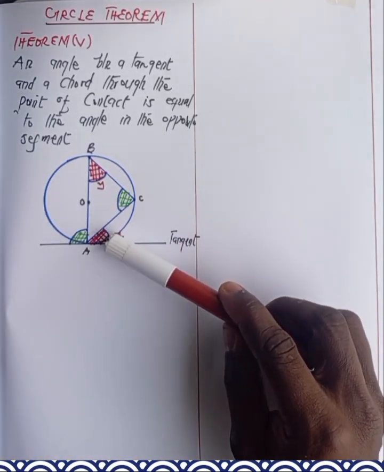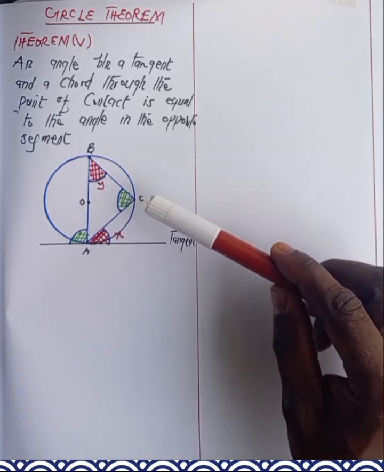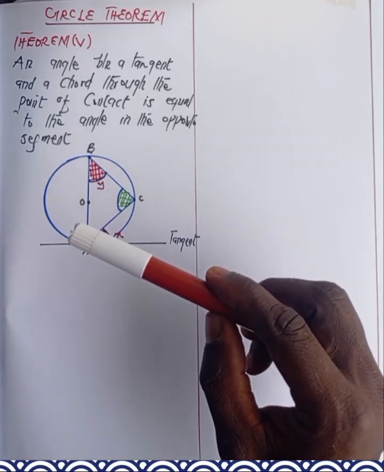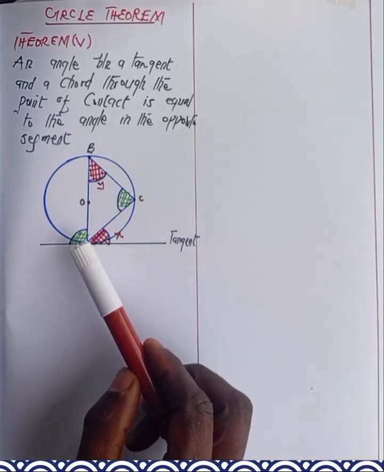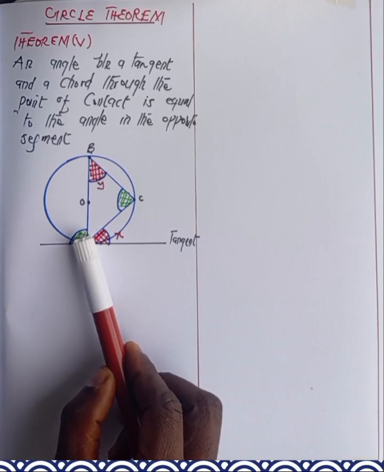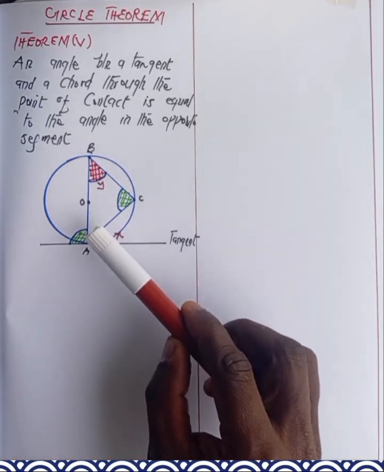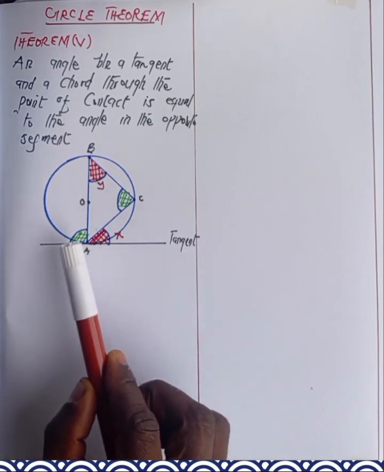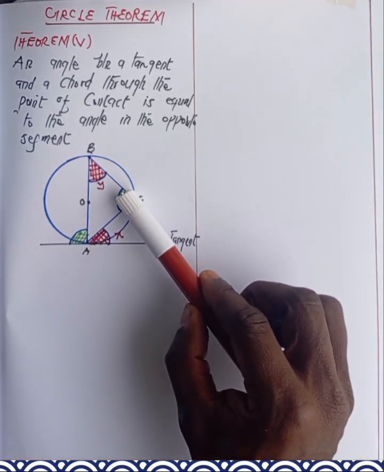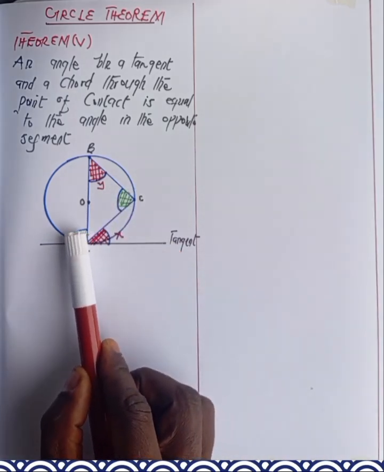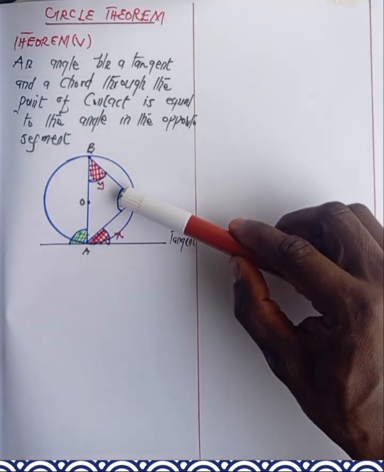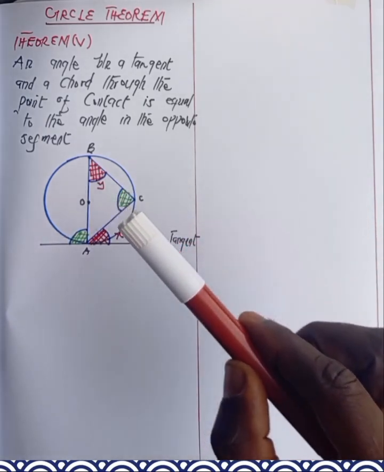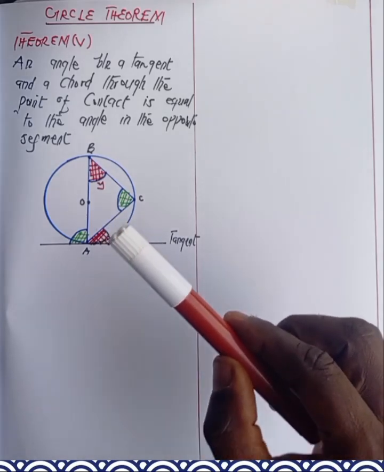So the angle this chord AC is making with the tangent here is equal to the angle in the opposite segment. Now when it comes to this other part, the angle that this chord AB is making with the tangent line is equal to the angle in the opposite segment. So this is the other part of the segment. So this angle is equal to this angle. That is what this theorem is talking about.